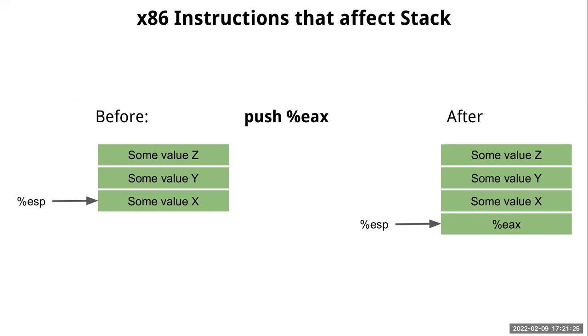The first instruction is push. Like I said, whenever I draw memory, I draw the high address at the top, low address at the bottom. So you can see here, we assume ESP, the stack pointer register, points to some value X in the memory. Then we execute the instruction push EAX. What happens is the ESP will first get decremented, so ESP will point to something at a lower address, in this case 4 bytes lower, because we're only pushing 4 bytes. Then the EAX value is moved into that new memory address ESP points to. I hope everyone understands this. Any questions?